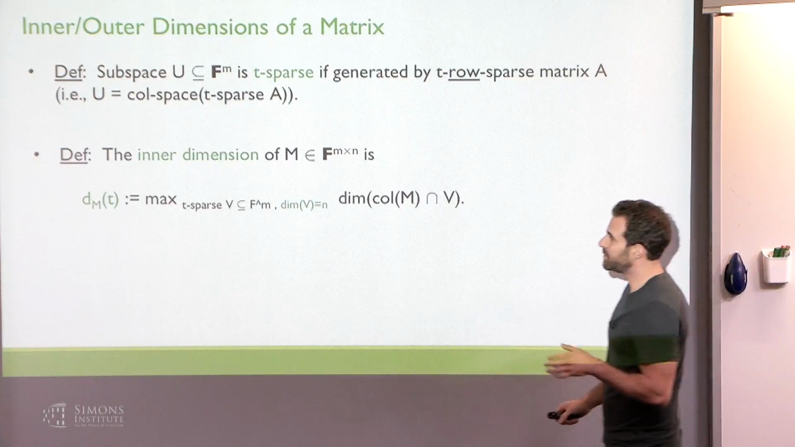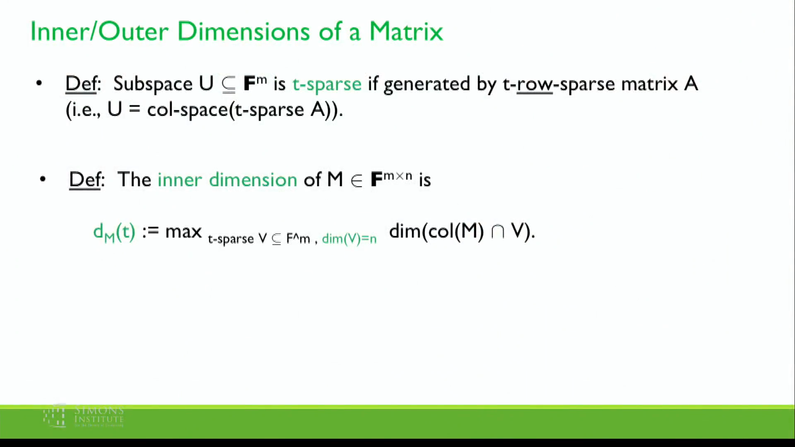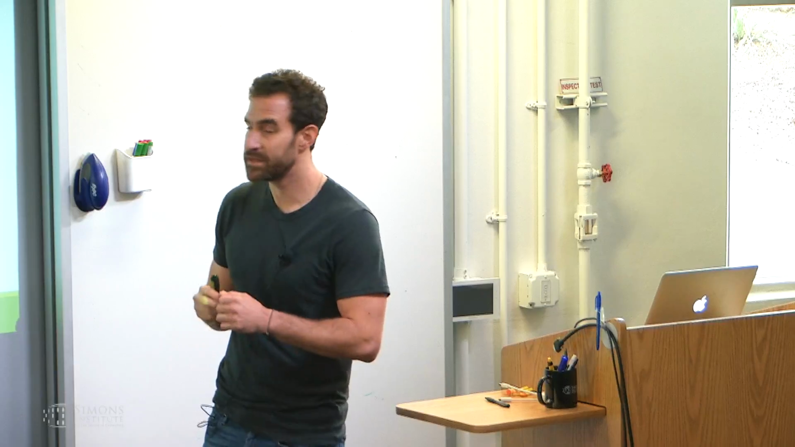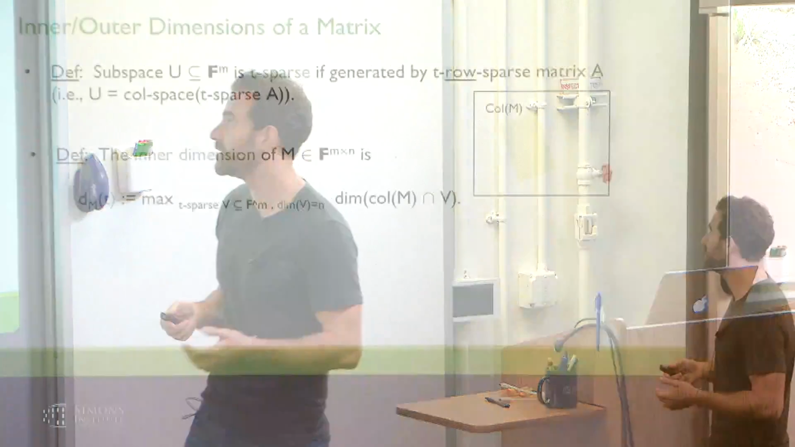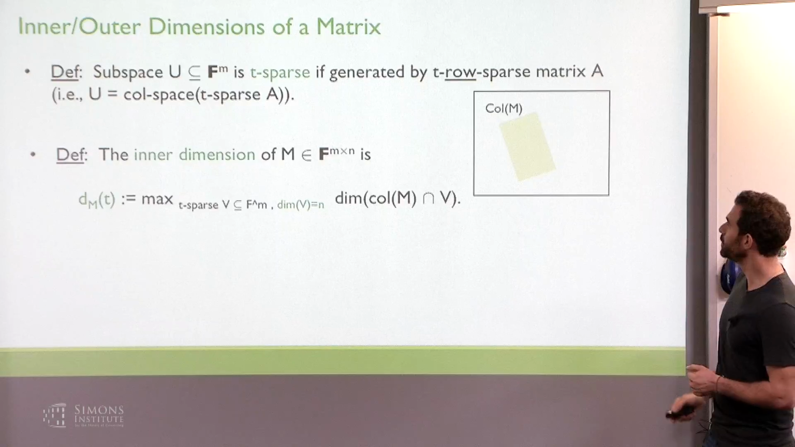Now we make the two key definitions of this talk. The inner dimension of a matrix M is the largest dimensional intersection that your original matrix M can have with any T-sparse n-dimensional subspace. So here's the game. Look at the column space of M. In general, this is an n-dimensional subspace in F to the m, but it's very non-sparse. So think of the Vandermonde matrix or something. It's not generated by a sparse matrix, for what we know.